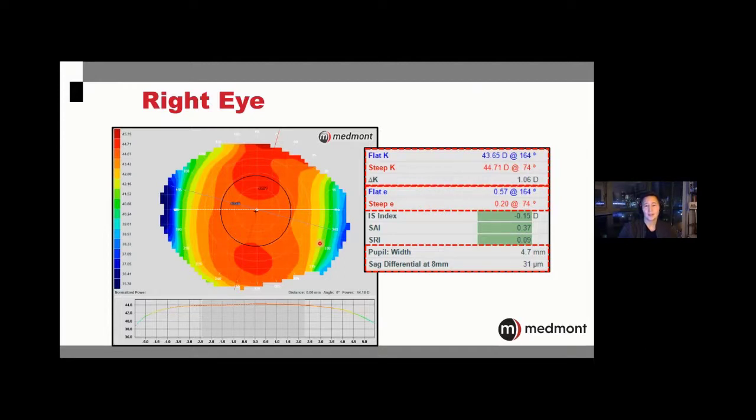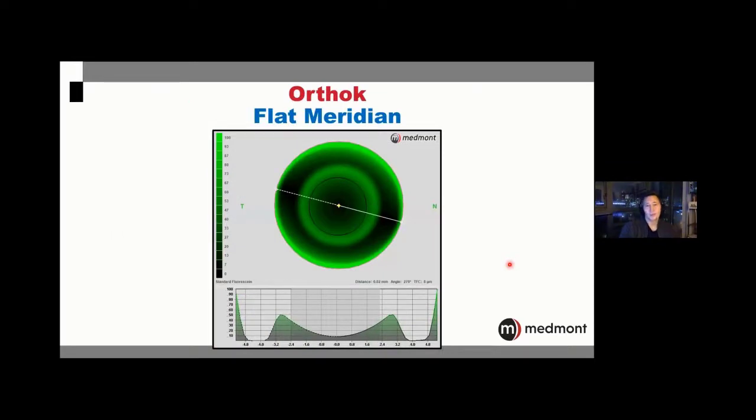So that's what the sagittal differential provides. When you have 30 microns or greater, that's typically where a toric lens will perform better than a symmetric. Now let's put a lens on eye. Let's use the Medmont contact lens software and build an ortho-K lens.